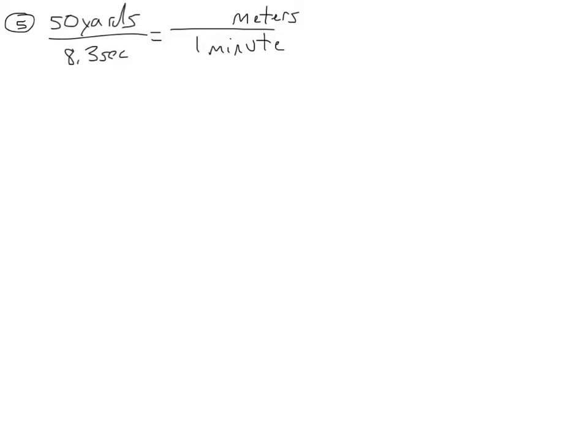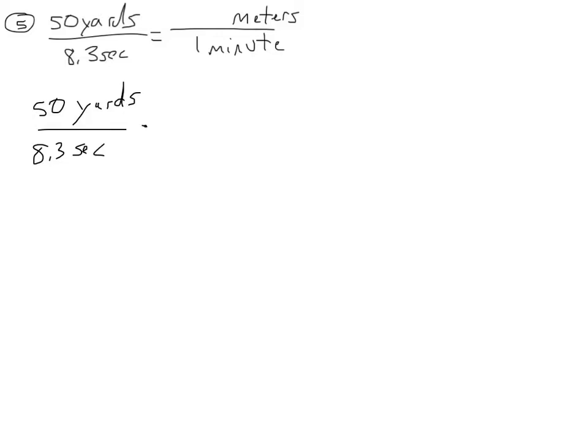So what I actually have to look at is, what do I need to change? I have yards, but I want it to become meters. I have seconds, but I need it to become a minute. So I'm going to have to change both yards and seconds. So what I would do is I just pick one. I usually pick the top one first. Let's change yards to meters. So I have 50 yards over 8.3 seconds, and I'm going to multiply that by something.